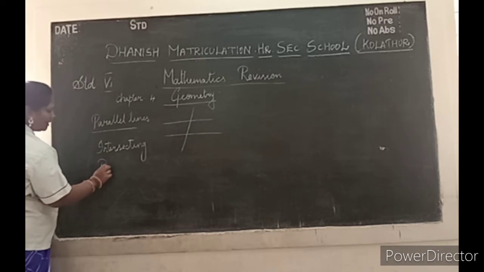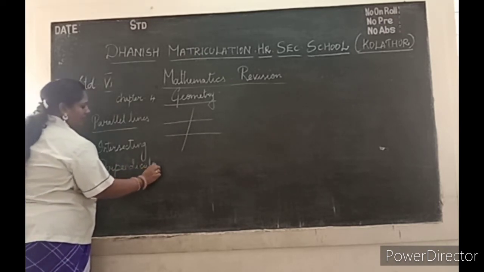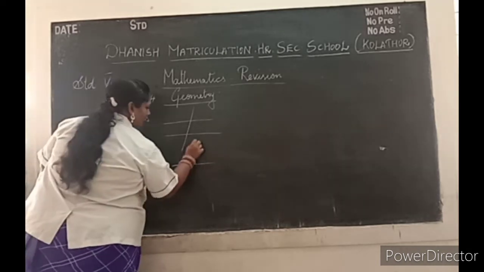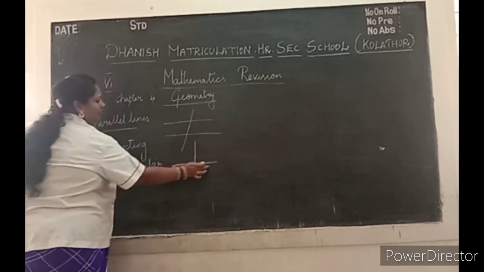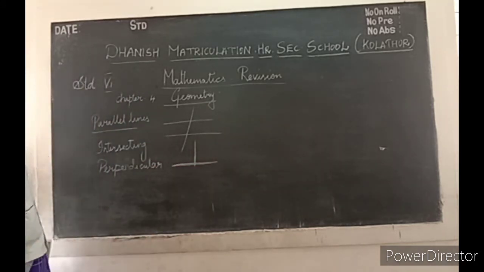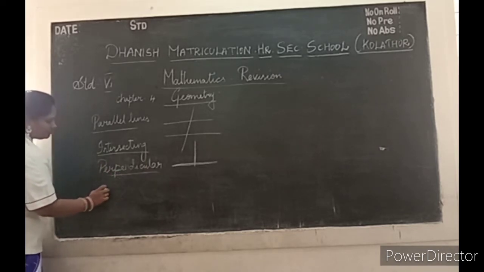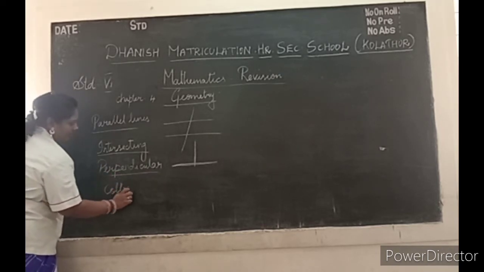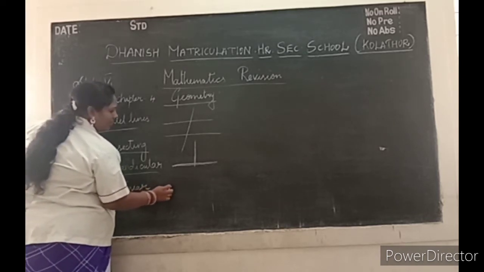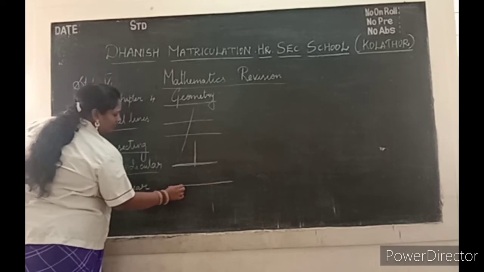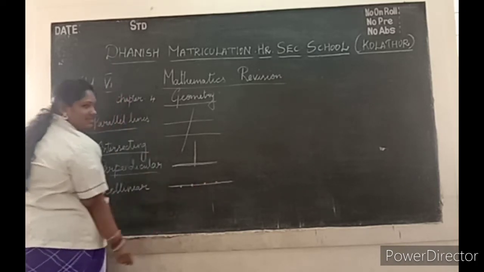Then what is a perpendicular? Perpendicular means like this. So this is perpendicular to this line. This is called a perpendicular line. Next is collinear. These are the things we saw here, right? Collinear means the points are in a straight line. So these are called collinear.